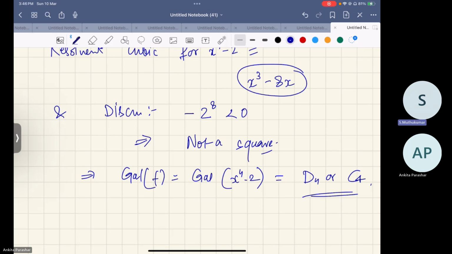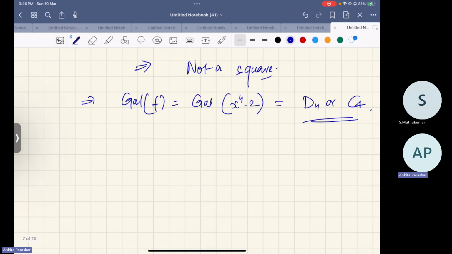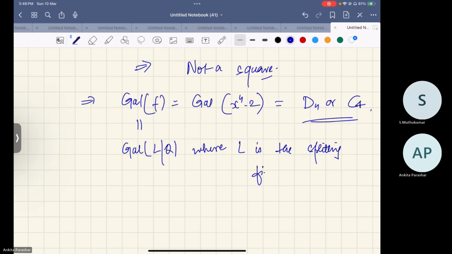So F is 4th degree. I think it's very easy because sometimes we can use the definition also. This is nothing but the Galois group of L over Q, where L is the splitting field of F, x power 4 minus 2, over Q. So can you tell me what that L is? I think you can tell it, and quickly then you can tell what the group is.